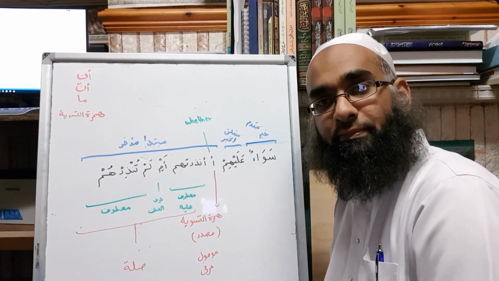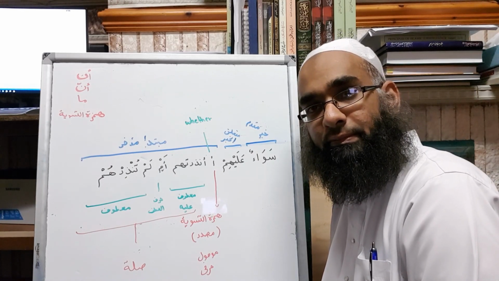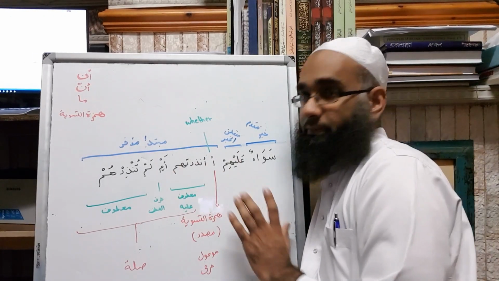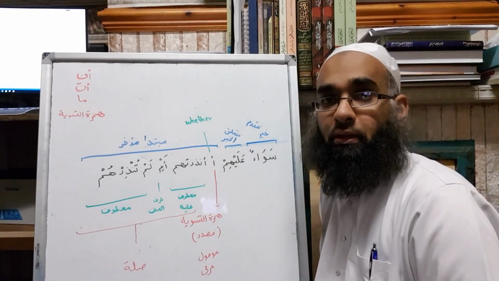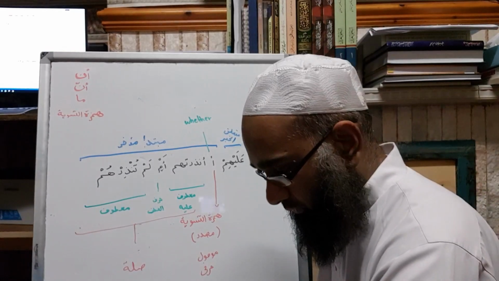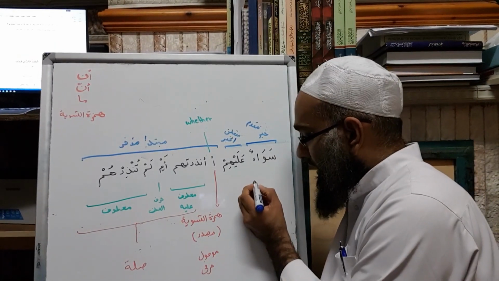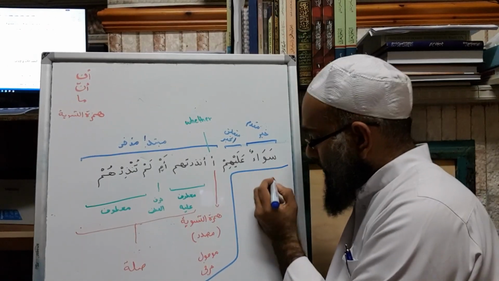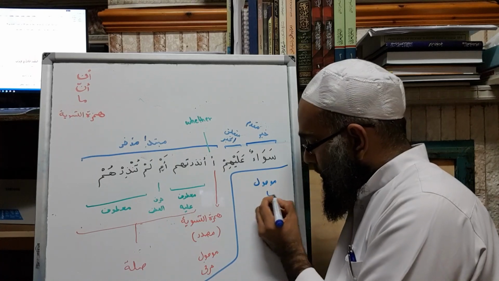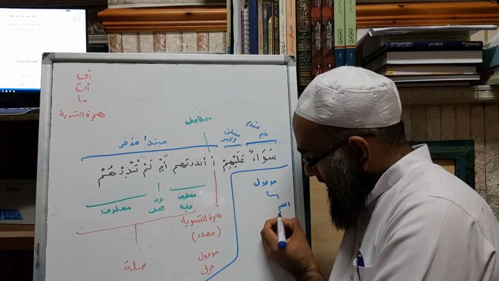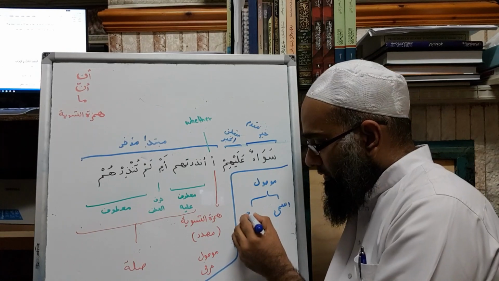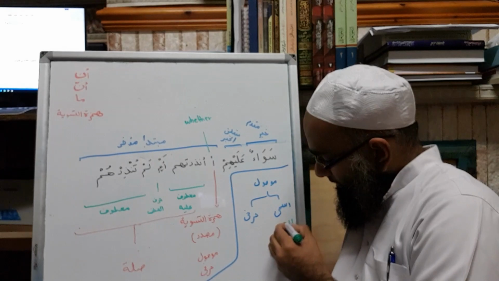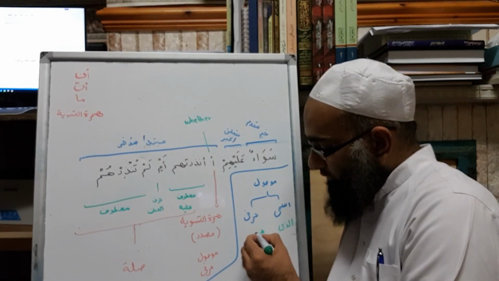So normally in a relative sentence you have the mawsul and sila. But you don't call it mawsul harf. There are two types of mawsul. So you have mawsul, two types: mawsul ismi and mawsul harfi. Mawsul ismi are the alladhi, etc. And mawsul harfi is also known as harful masdar.